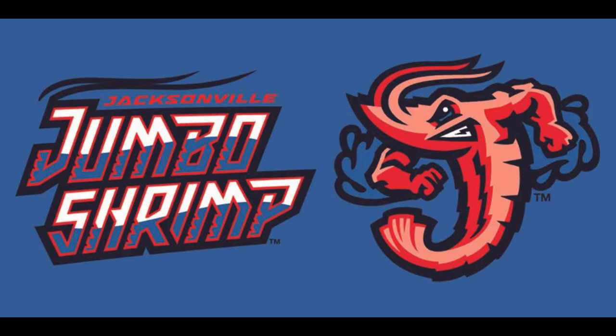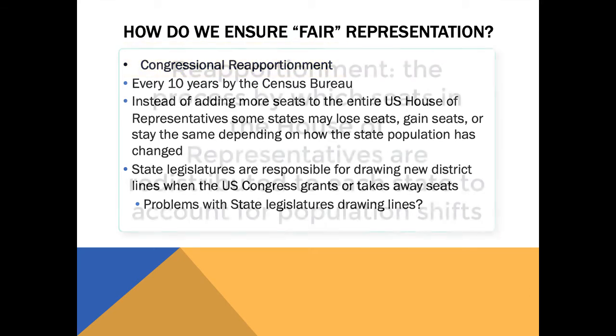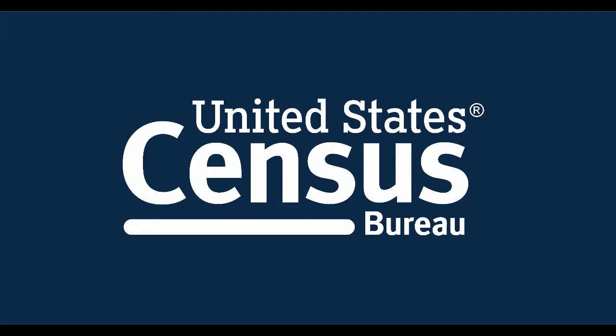Fun fact. Despite the number of seats in the House of Representatives being capped at 435, the main method used to ensure fair representation across the states is through reapportionment. Reapportionment is the process by which seats in the House of Representatives are redistributed to each state to account for nationwide population shifts detected by the decennial census.